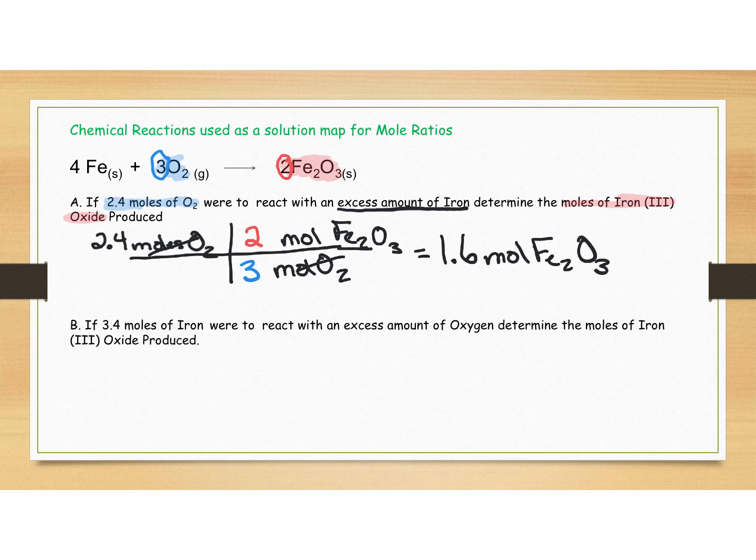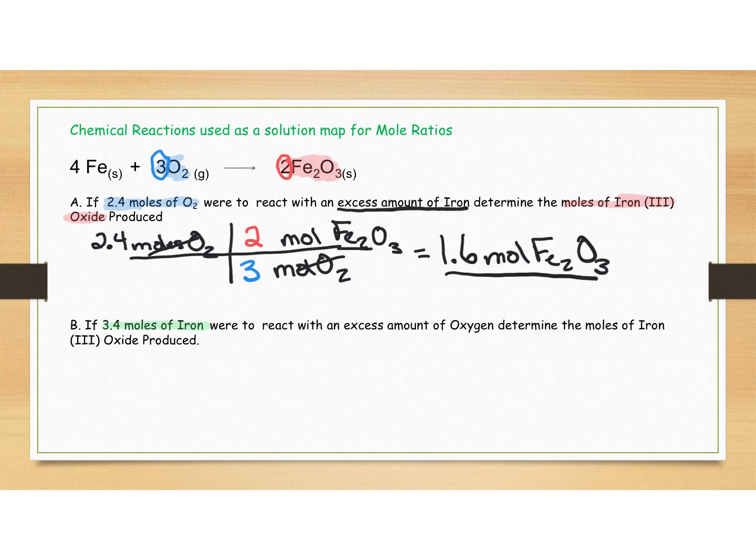In this case, we used the mole ratio between the reactant, O2, and the product, Fe2O3. And I came up with my answer as 1.6 moles of Fe2O3. Let's look at part B. Let's read this question. It says, if 3.4 moles of iron were to react with an excess amount of oxygen.